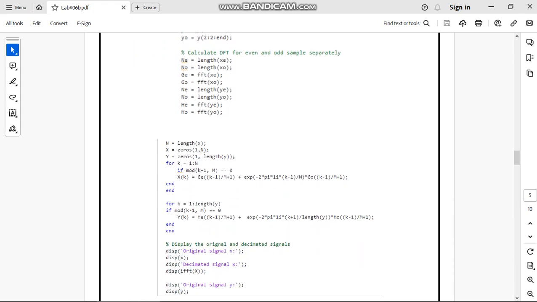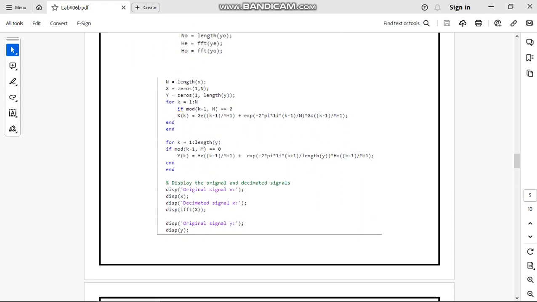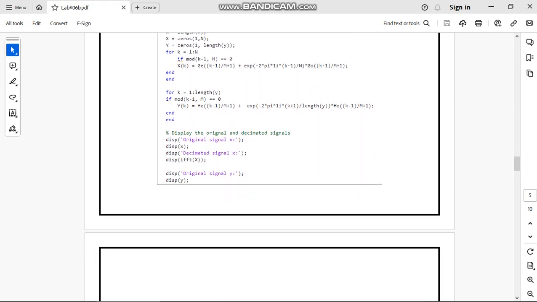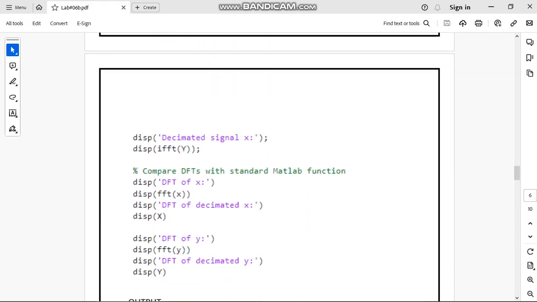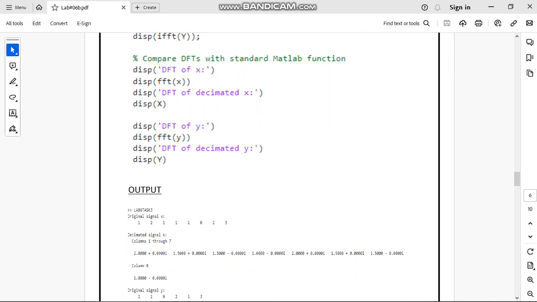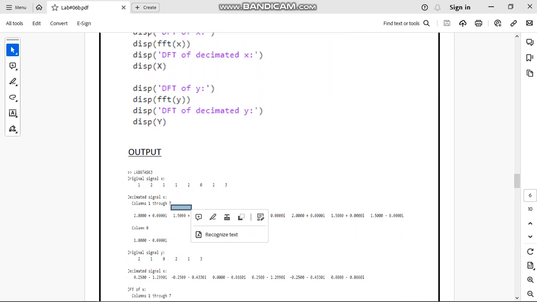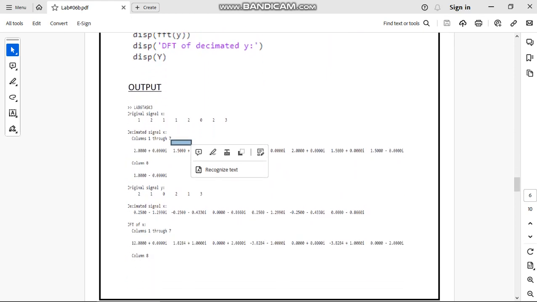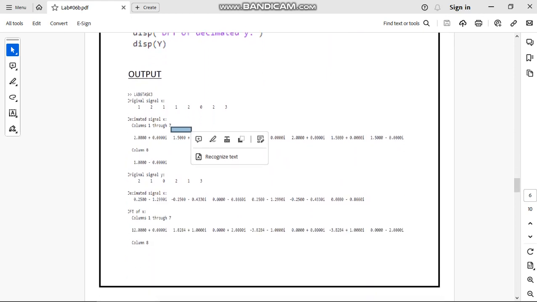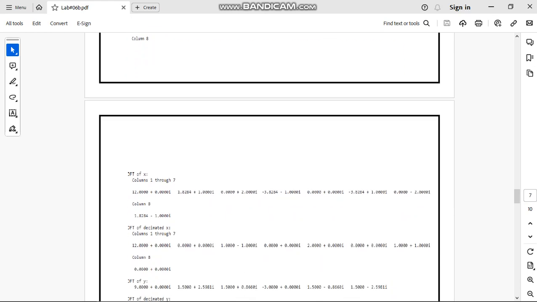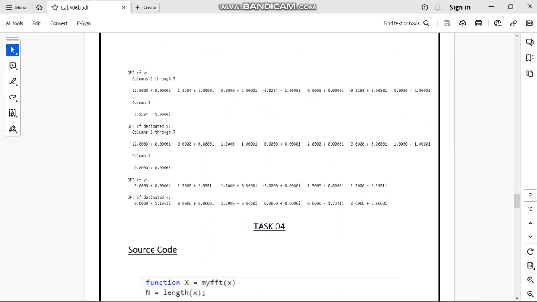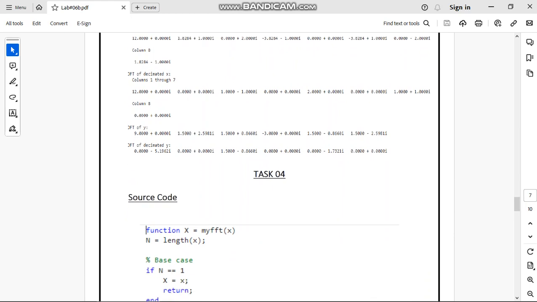Then I have used a for loop on both the signals, then displaying the results, then comparing the DFT, and this is the output, where the original signal x and decimated signal of x is this, original signal y and its decimated signal is this. Then the DFT of x is this one, and the DFT of x1 and y1 is this one. Now moving on to task 4.